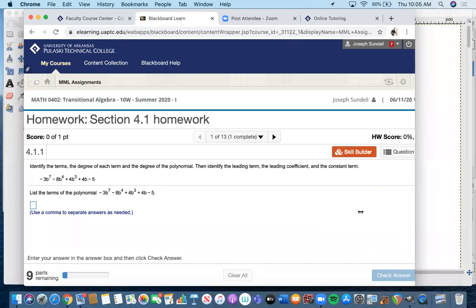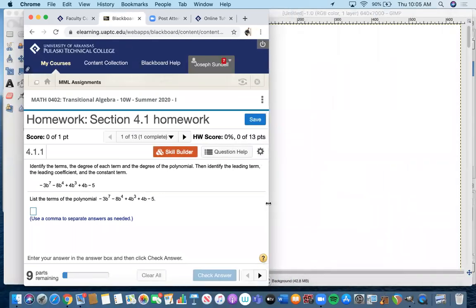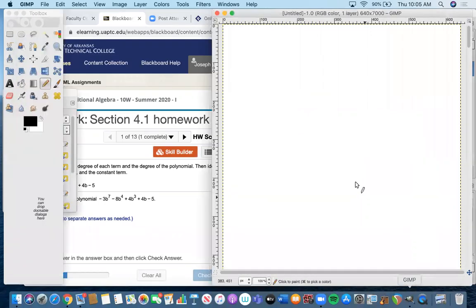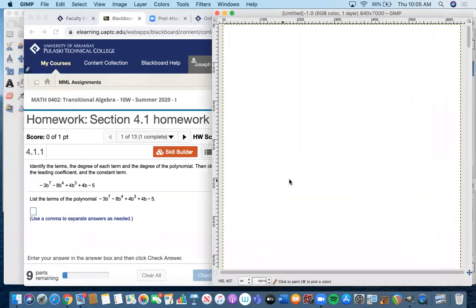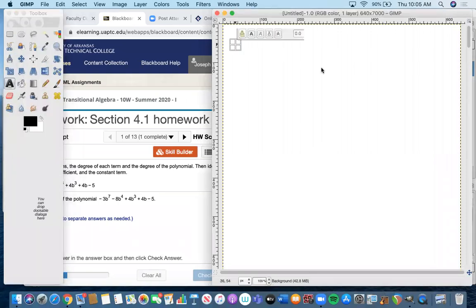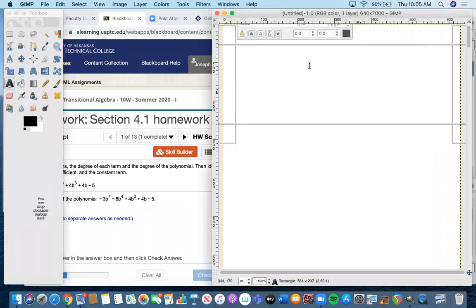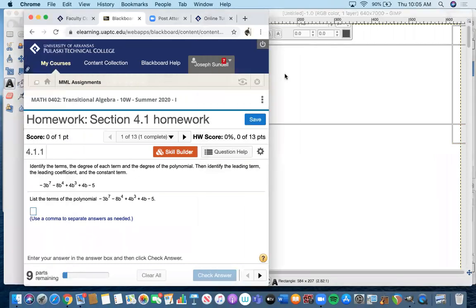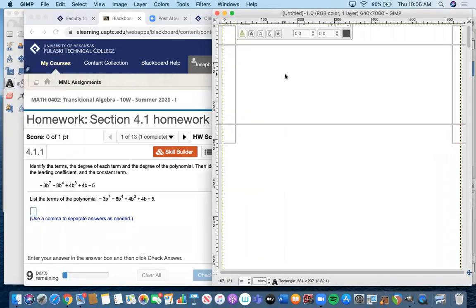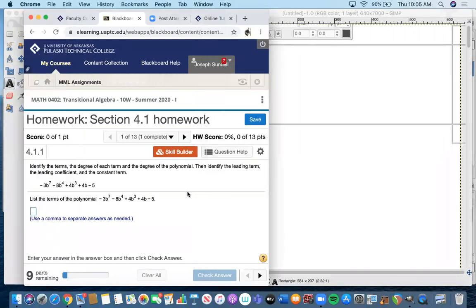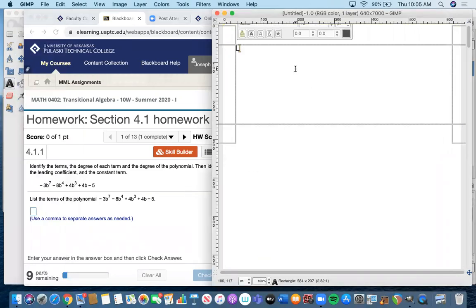So let me write down some vocabulary here. Here's some stuff you need to know. Okay, so here's what we want to talk about. All right, so the leading term. Okay, this is an important part. Leading term of a polynomial.